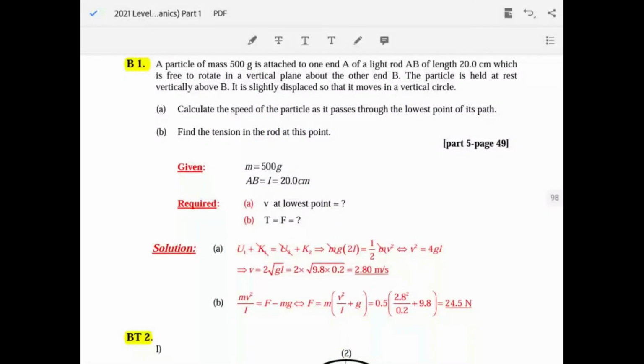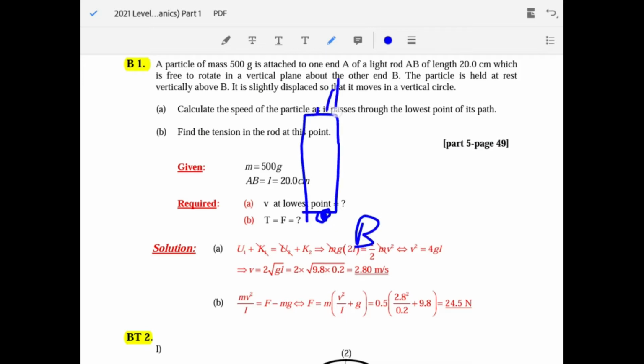Question one. A particle of mass 500 grams is attached to one end of a light rod AB of length 20 centimeters, which is free to rotate in a vertical plane about the other end B. So you have this point B and you have a rod. This is A. And you have this mass over here, which is 0.5 kilograms. And this is 0.2 meters, the length.